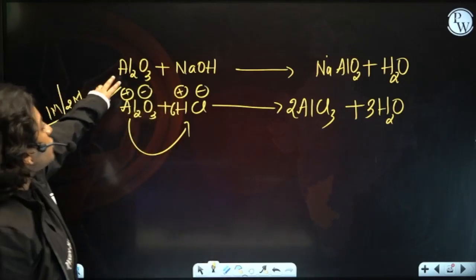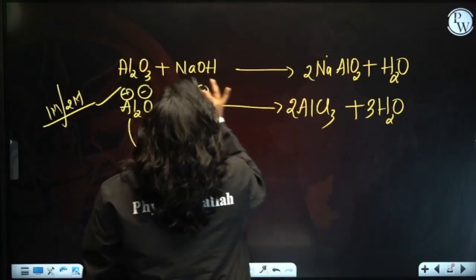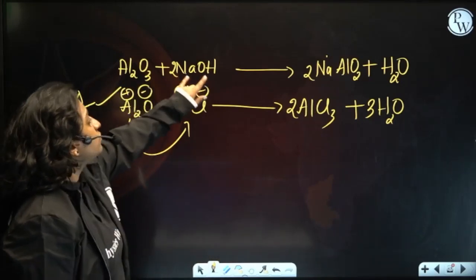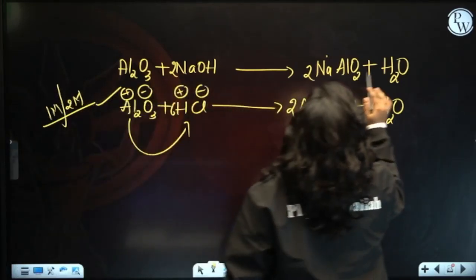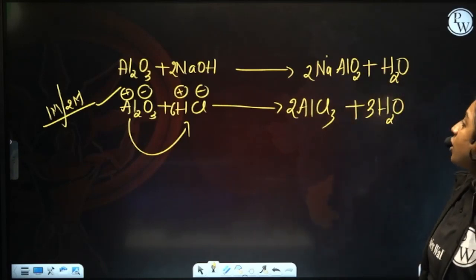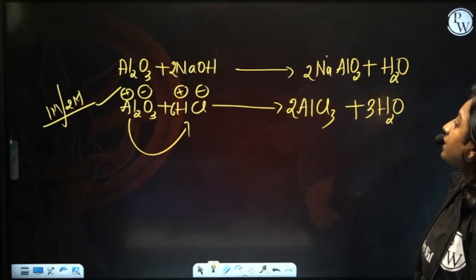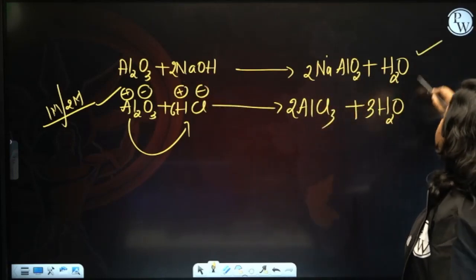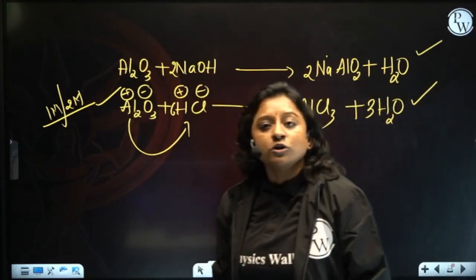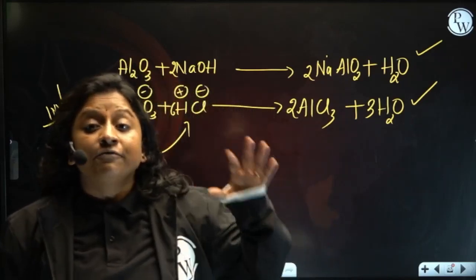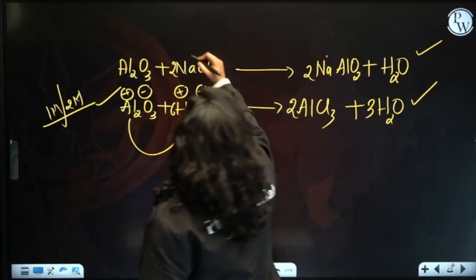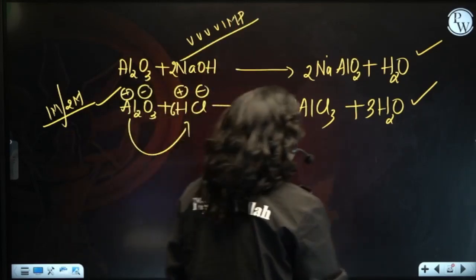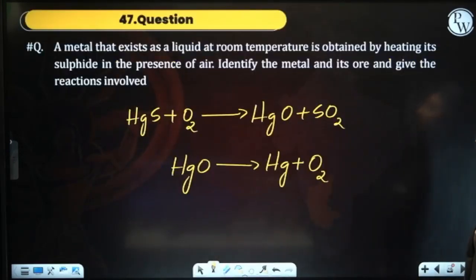Balance the equation. There are 2, so I'll write here 2. Here also I'll write 2. Oxygen becomes how much now? Here 3, here 2, 5. What about here? 2 twos are 4 plus 1, 5. Oxygen is balanced. Sodium is balanced. Hydrogen: there are 2 hydrogen, here also 2 hydrogen. Equation 1 is balanced. Equation 2 also balanced. Very, very important reaction this one is. 100% question for your examination.